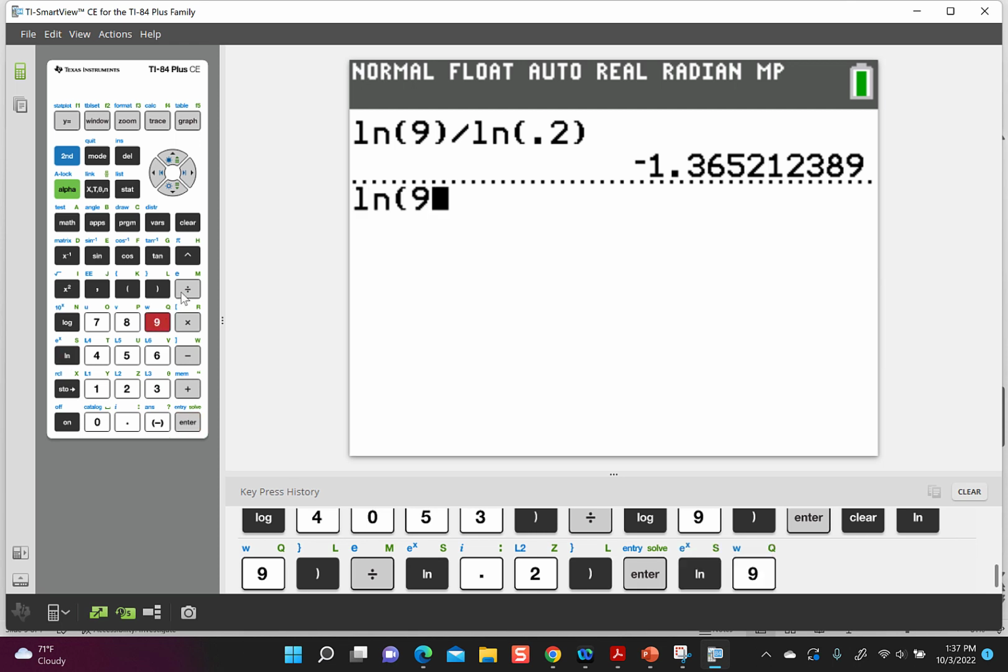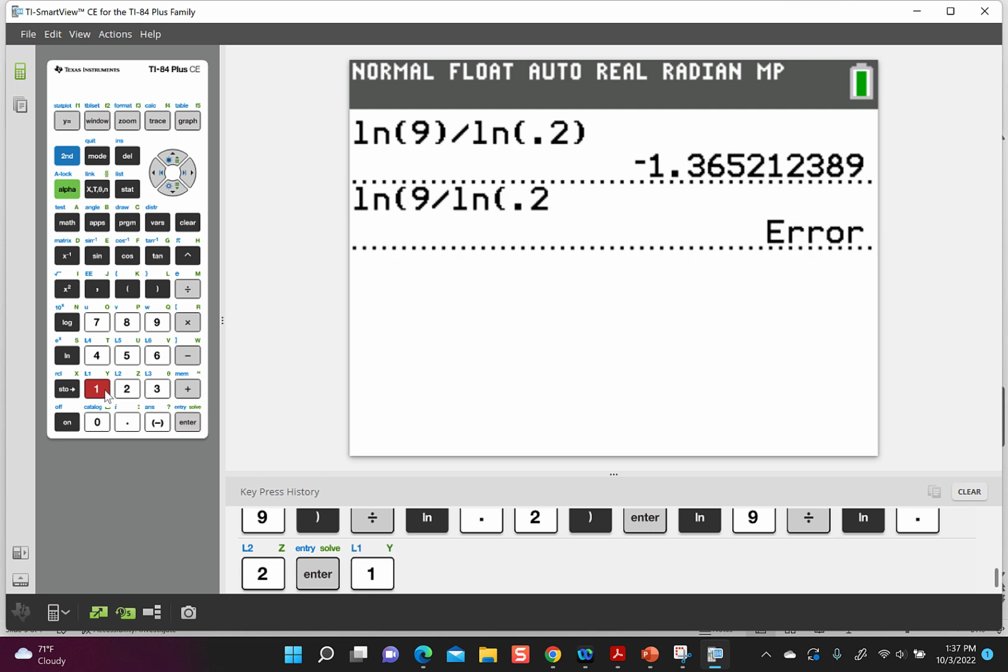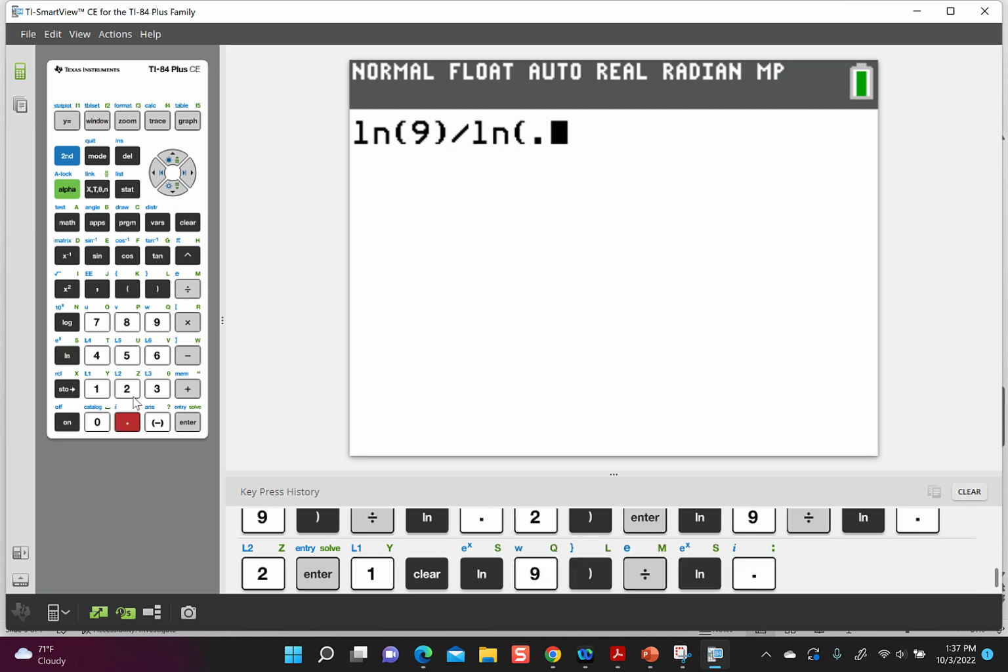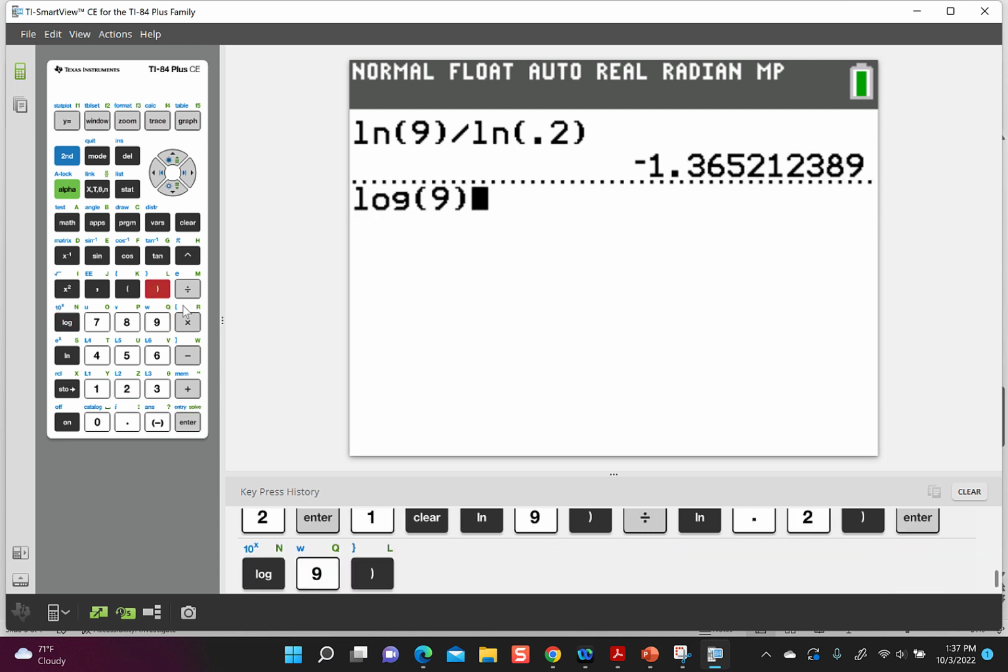Watch if I did it wrong. If I did the natural log of 9 and I forgot to close my parenthesis, let me show you what's going to happen. It says error. What happened there? Let's say quit, so it'll show you back. The natural log of 0.2 is a negative number, so it tried to do 9 divided by a negative, which was negative, and it tried to take the natural log of a negative number, which is not possible. So it is really important that you pay attention to close the parenthesis before you put the next log in. And that would be the same if I go back to a regular log. I also want to do the same kind of notation.